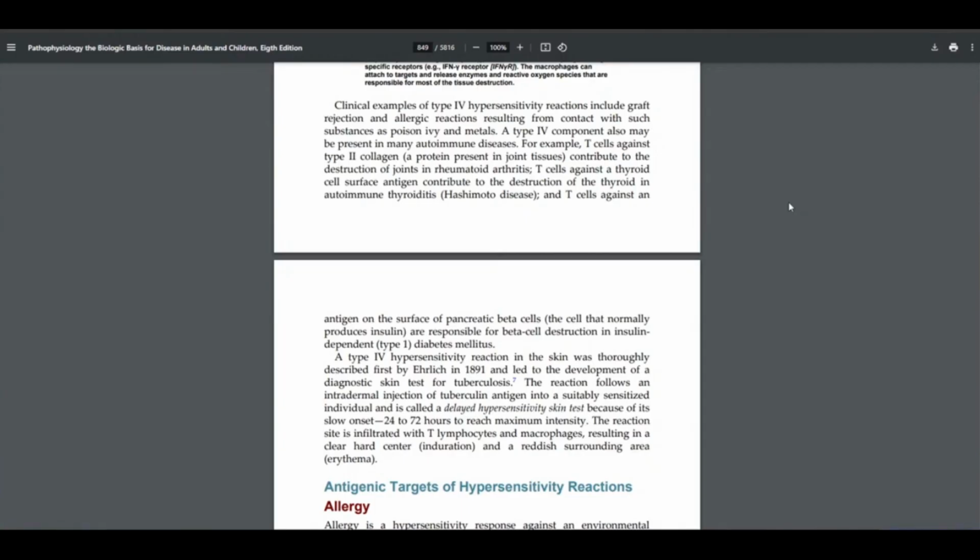For example, T cells against type 2 collagen, a protein present in joint tissues, contribute to the destruction of joints in rheumatoid arthritis. T cells against thyroid cell surface antigen contribute to the destruction of the thyroid in autoimmune thyroiditis, or Hashimoto disease.